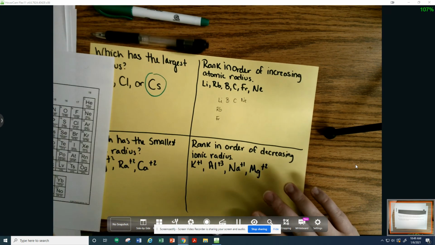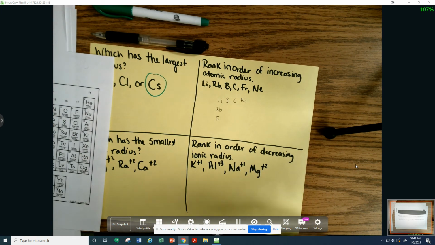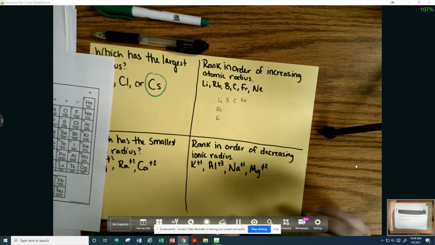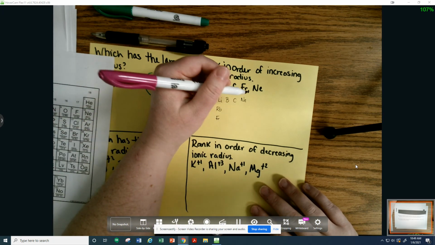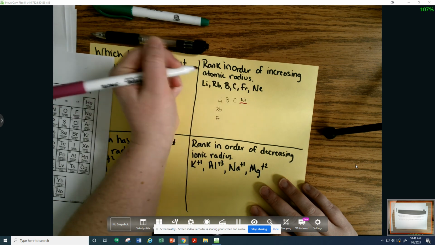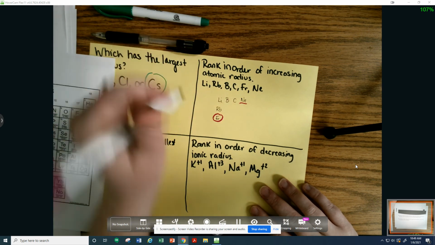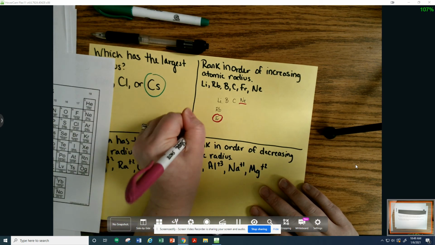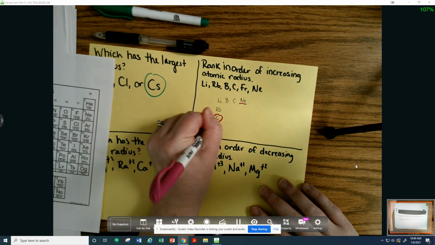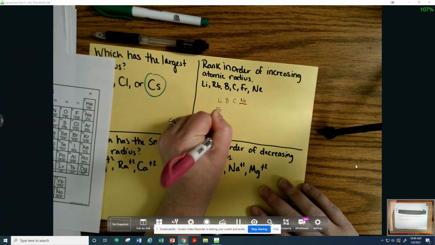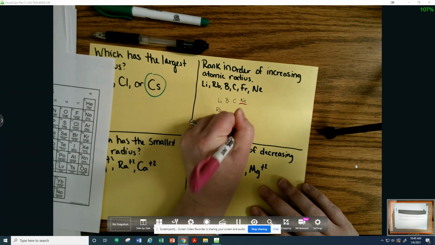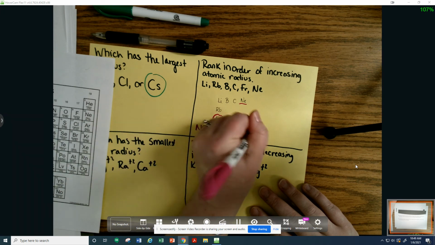So now for my final answer, it wants me to go in increasing atomic radius, so from small to large. The element to the far right is going to be our smallest, and the one in the far bottom left will be the largest. So to go in increasing order, that means neon's the smallest, then carbon, boron, lithium, rubidium, followed by francium.